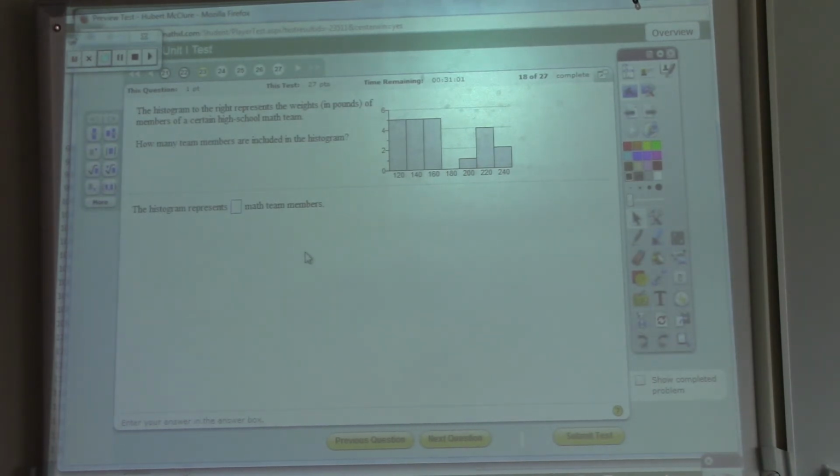How many math team members? How many people are on the math team? Well, 5, 10, 15. 15 plus 4 is 19. Then 20, and then what? 22. Whatever I said, I can't remember. 15, 19, 20, 22. Is that what y'all got? Yeah. How did I get that? Well, each one of these is at what? 5. This one's at 1, this one's at 4, and this one's at 2. So add.